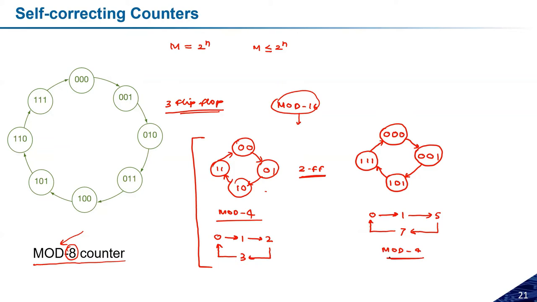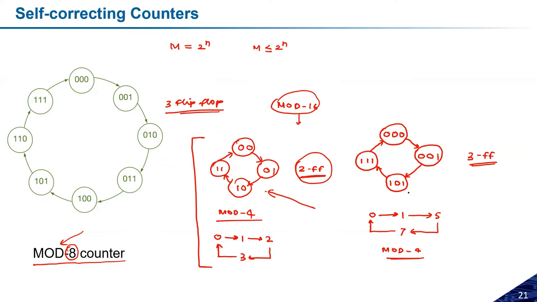Because the total number of stages, the total number of sequences that the second counter is following, is four, we can also call it a mode four counter. So both are mode four counters, but to design the first mode four counter, I need two flip flops. To design the second kind of sequence which I have here, we need at least three flip flops.